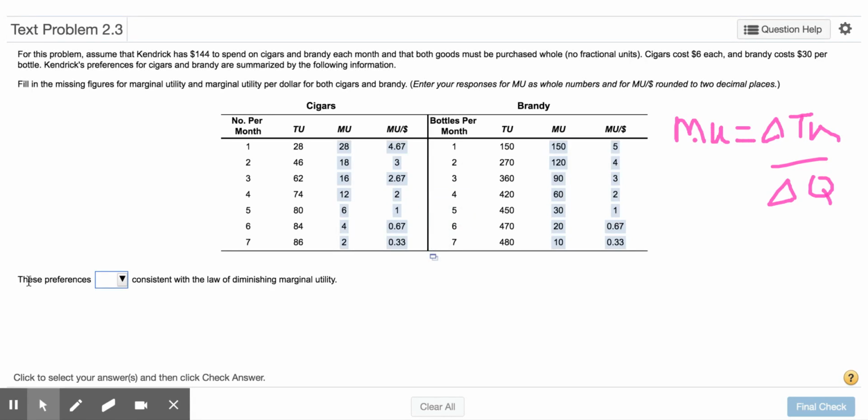So are these preferences consistent with the law of diminishing marginal utility? Yes, look at the marginal utility here, it is decreasing. Look at the marginal utility here, it is decreasing. So the answer is yes, they are.